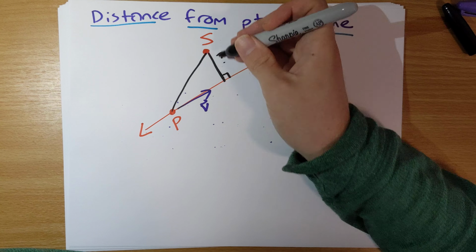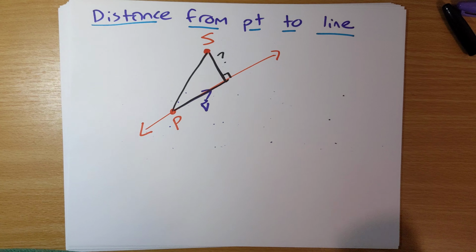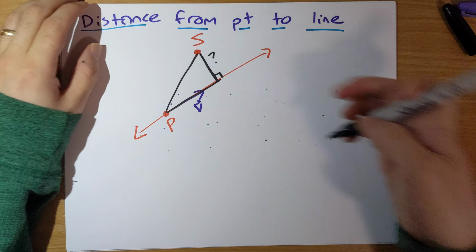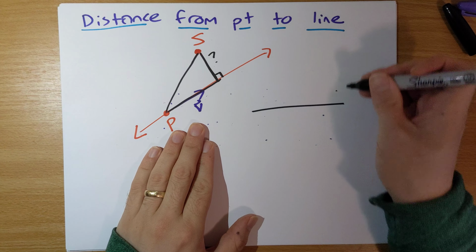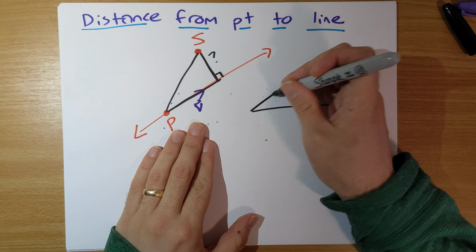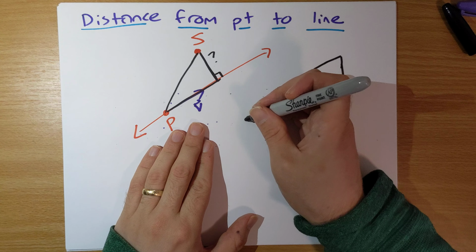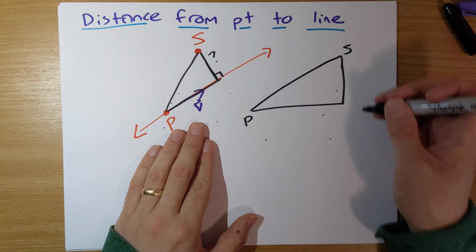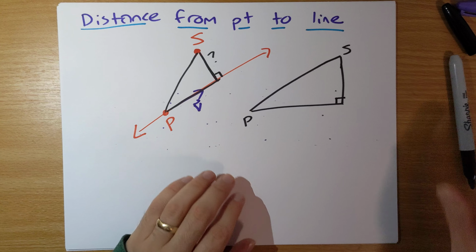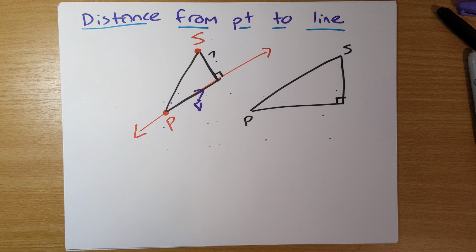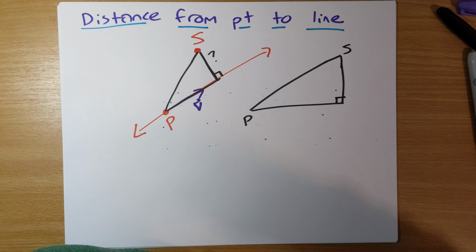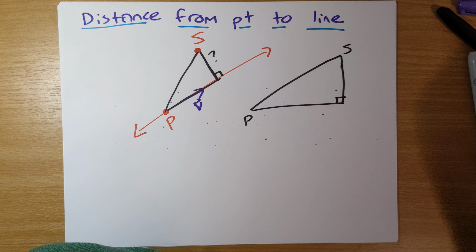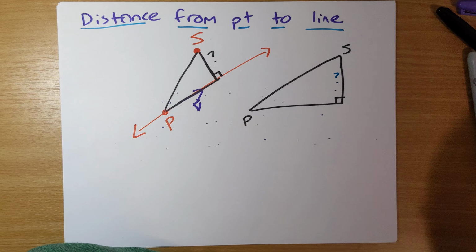I'm going to take this triangle, and we form this right triangle here. I'm going to pop this right triangle out of the picture. So PS, right angle. Okay, so how do we come up with this distance? Question mark once again.